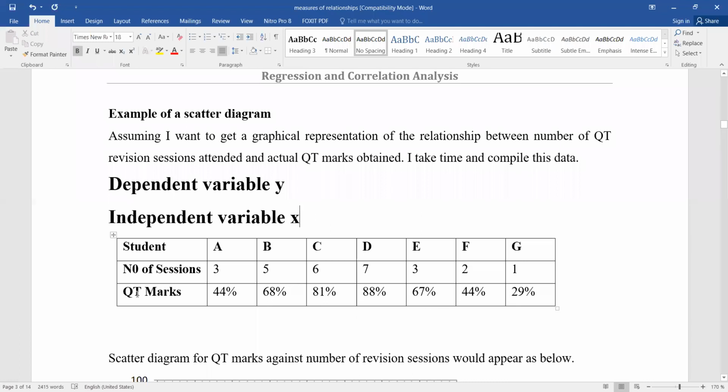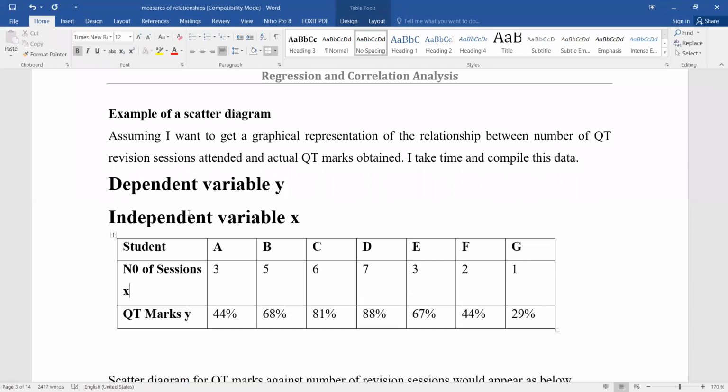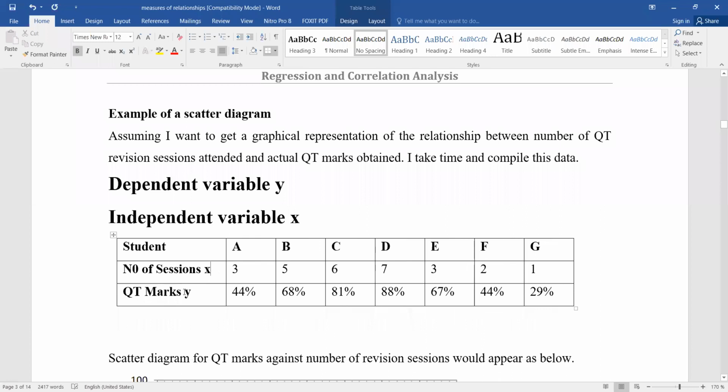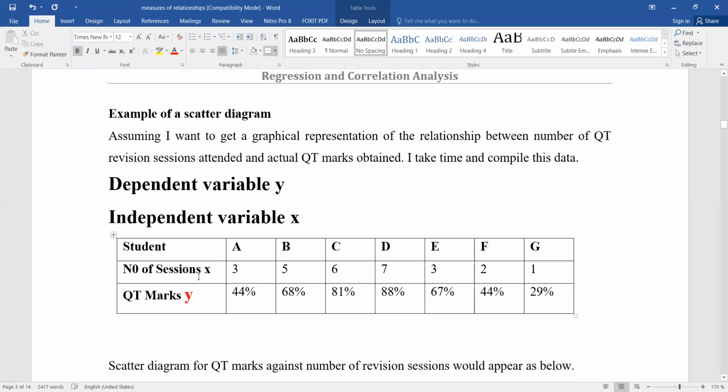So if we say that marks depend on the number of sessions, we shall have that marks are y, and the number of sessions are x. So the dependent variable is normally associated with y, and the independent variable is normally associated with x.